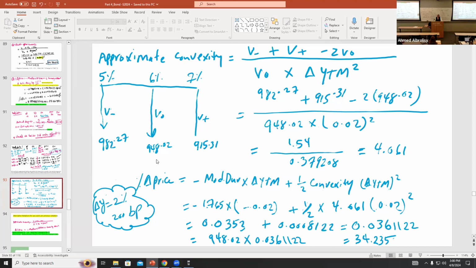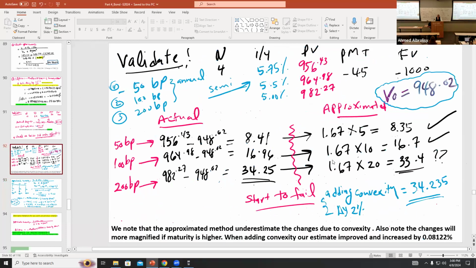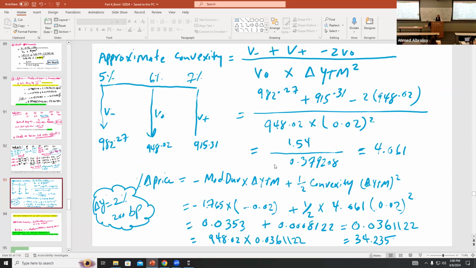And we realized that it actually fell because it was not too close. It's not failed, but it's not accurate. Here, we calculated it to be 34.25, is the actual, and our estimate was 33.4. So I went back to the same slide and said, let's add convexity and see what happens. And when you add convexity, you find the price actually adjusts to 34.235.